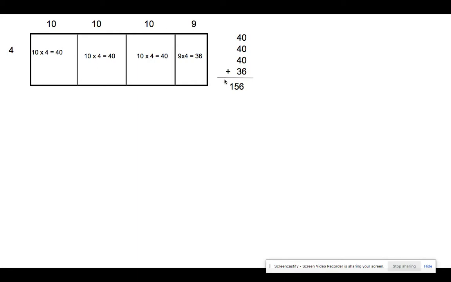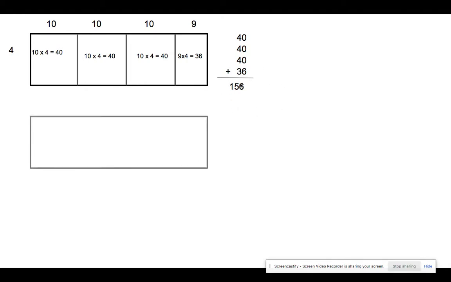Same answer, same problem. 39 times 4 is 156. Same problem, just broken up a little differently. Look at this.